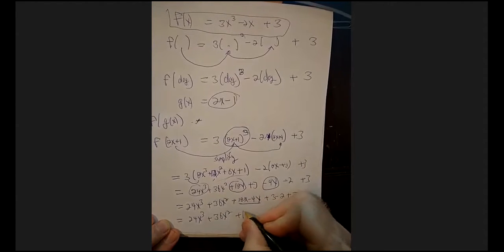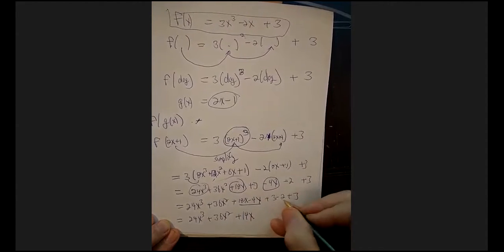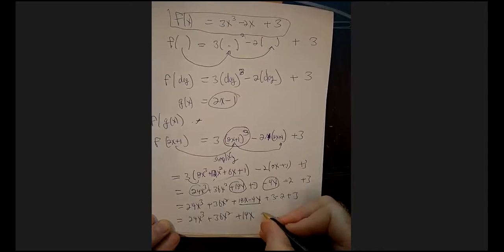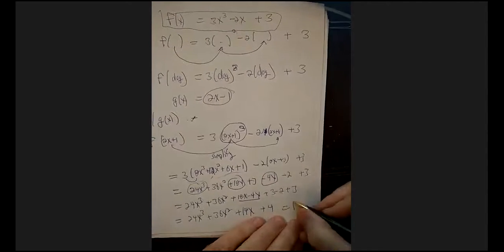14x, 3 minus 2 is 1 plus 3 is 4. So this is what f of g of x is equal to.